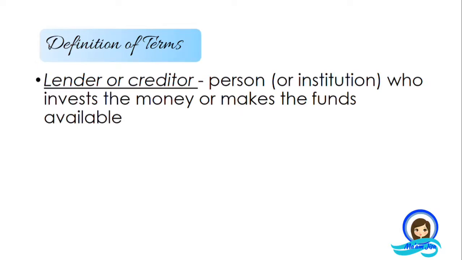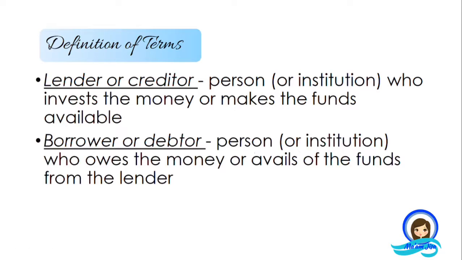This refers to the person or institution who invests the money or makes the funds available. In contrast with the borrower or debtor, this refers to the person or institution who owes the money or avails of the funds from the lender. So one thing that you need to remember about the difference between the two: the lender or creditor invests the money, while the borrower or debtor owes the money from the lender. That is something that you should remember regarding the difference between the two.